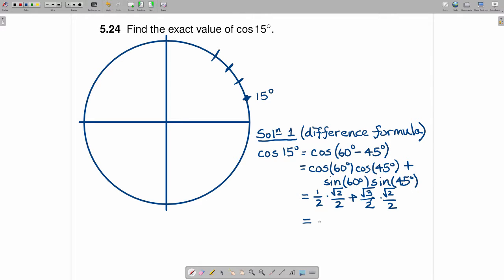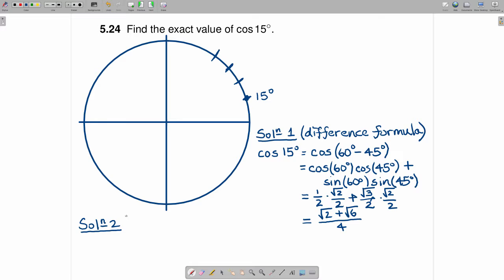When you simplify, these both have a common denominator of 4, 2 times 2 in the denominator, and what you get here is the square root of 2 plus the square root of 6 as a numerator. So there is the way you calculate the cosine of 15 degrees without using a calculator, using the difference formula. Now there is a second solution. Label this one here as solution 2.